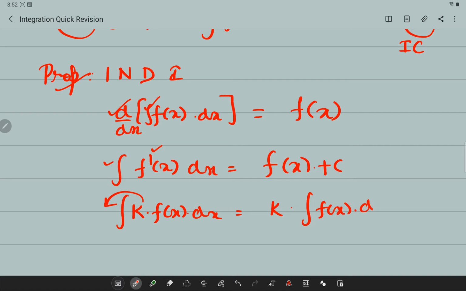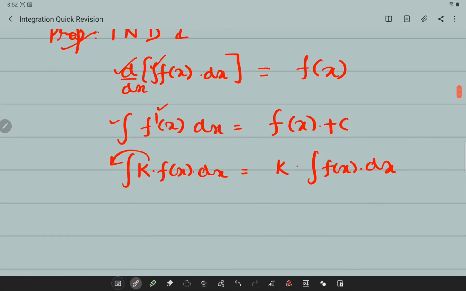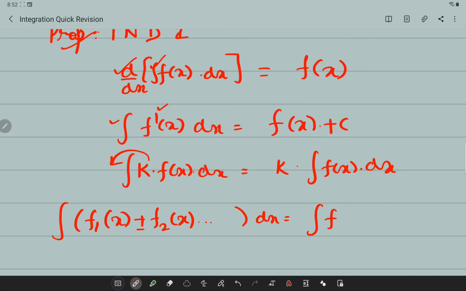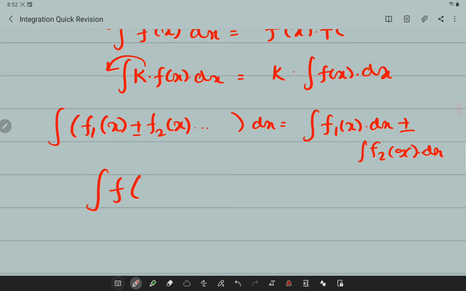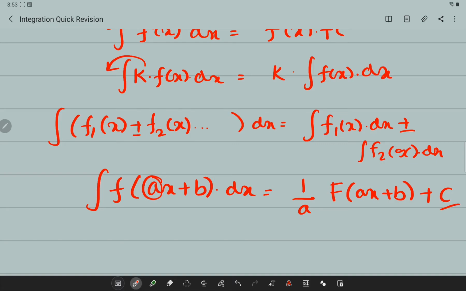Now integral k into f of x dx, the constant will come out, so k into integral f of x dx. Now imagine there are many functions, f1 of x plus or minus f2 of x and so on, in brackets. You can separate them into individual integrals: integral f1 of x dx plus or minus integral f2 of x dx, and so on. And finally integral f of ax plus b dx, the value is, the coefficient before x will give 1 by a into F of ax plus b plus integration constant.